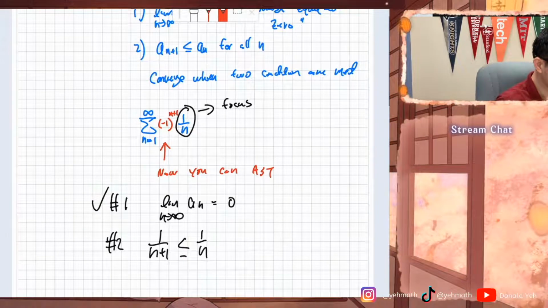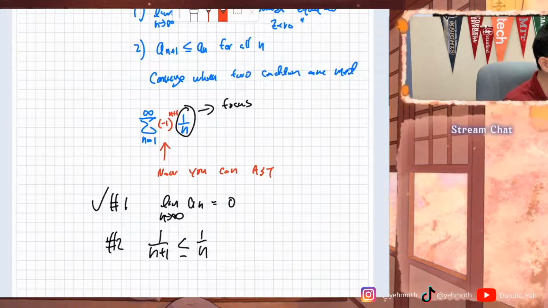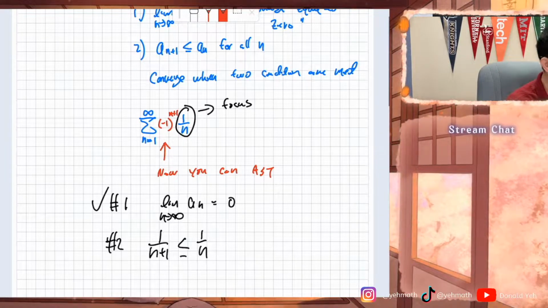Does that say less than or equal to, or just less than? Less than. Oh, less than or equal to. Sorry, but less than or equal to. I just want to make sure. Yeah, it's less than or equal to.